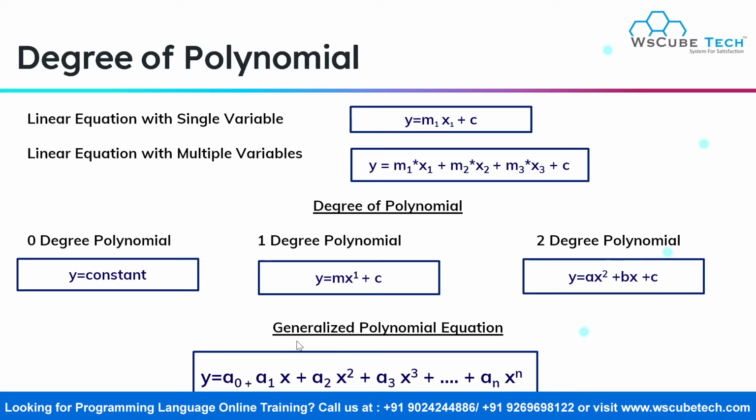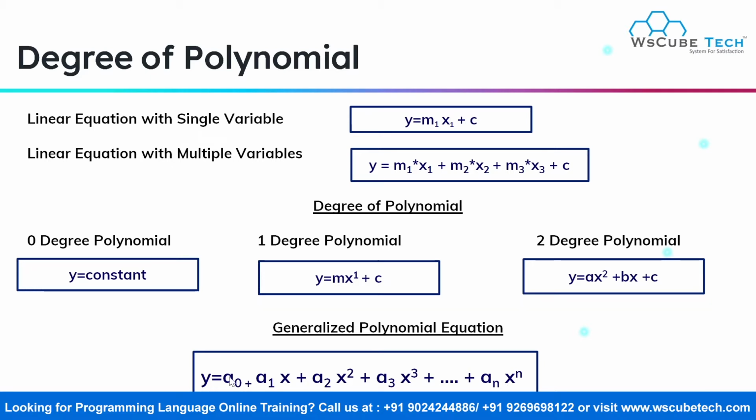I want to let you know the generalized polynomial equation. This is your generalized polynomial equation: y is equal to a0, plus a1 x raised to 1, plus a2 x raised to 2, plus a3 x raised to 3, likewise you go till n. This a0, a1, a2, a3, up to an, these are the coefficients.